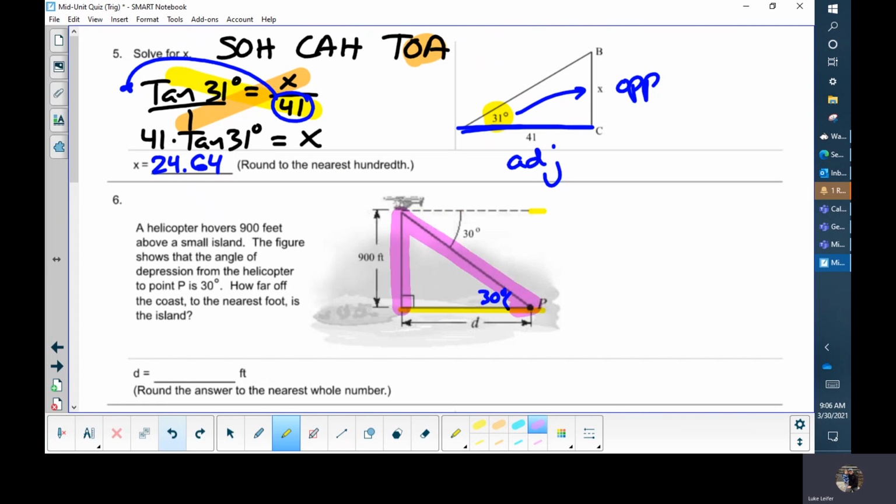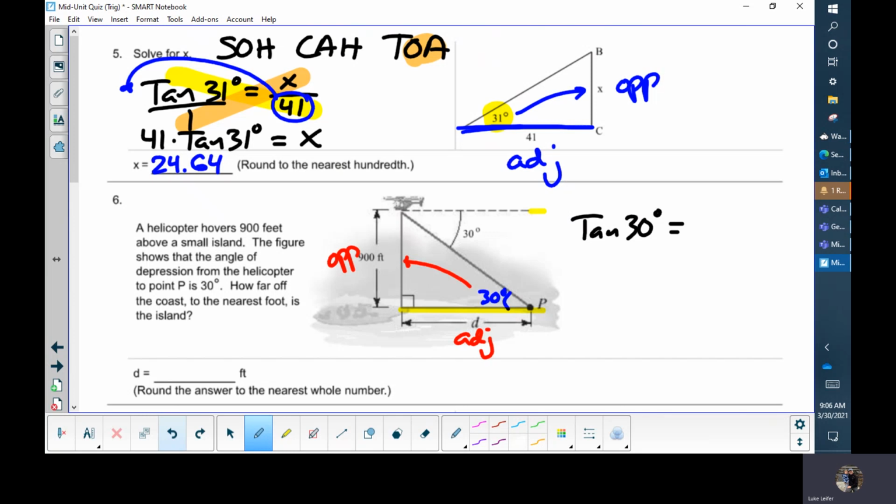Here's my triangle I'm focusing on. Step one, go ahead and start naming things. So this would be opposite. This one here is adjacent. Again, I'm with tangent, the TOA part. So the tangent of 30 degrees equals opposite over adjacent. Now, this one's a little bit different than my last problem. In my last problem, my variable was on top.